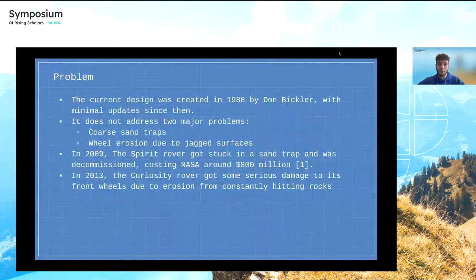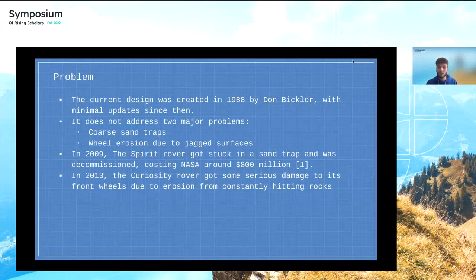So there's been a few problems with this design that haven't been addressed. One of the biggest problems is that it doesn't really help much with allowing rovers to move on sandy or coarse surfaces. And also it doesn't really do anything to prevent wheel erosion from jagged surfaces, because if it's traveling on a rocky surface like Mars, there's going to be a lot of rocks, a lot of pebbles, all these things. And there isn't really anything to address this, because these wheels aren't rubber like car wheels. They're made of metal, right? So it's like two hard surfaces hitting each other.